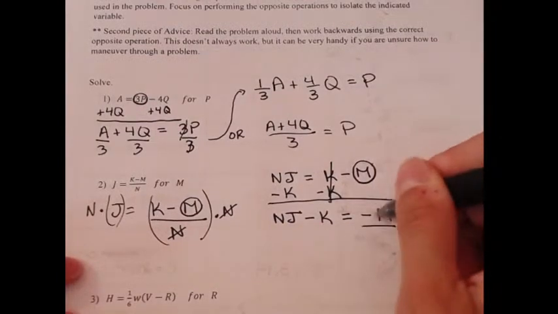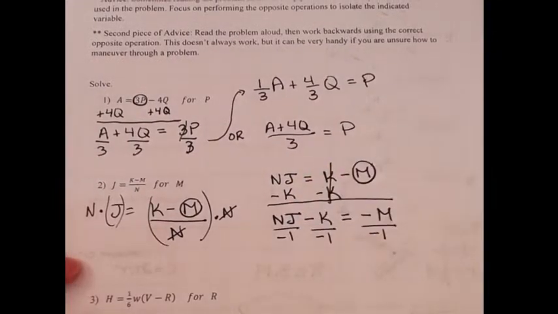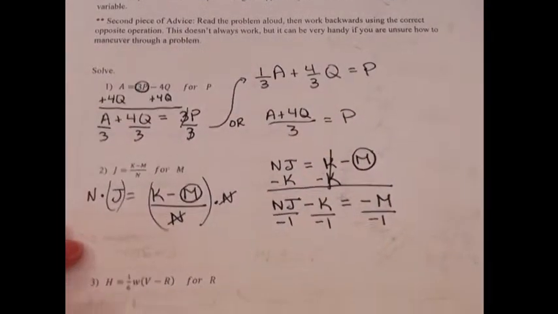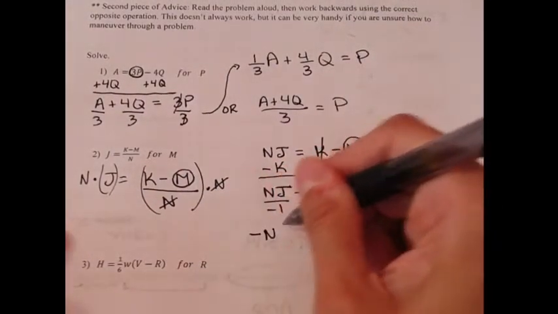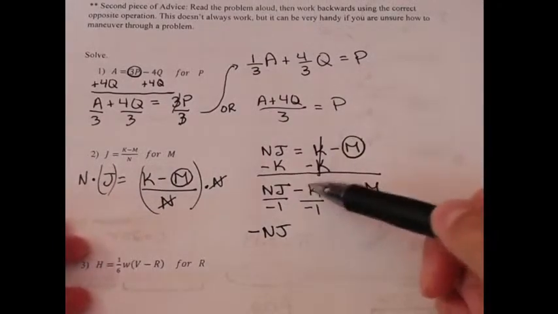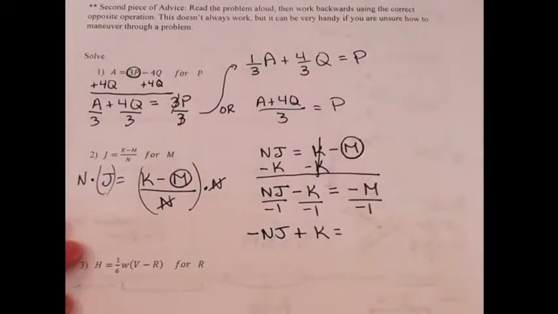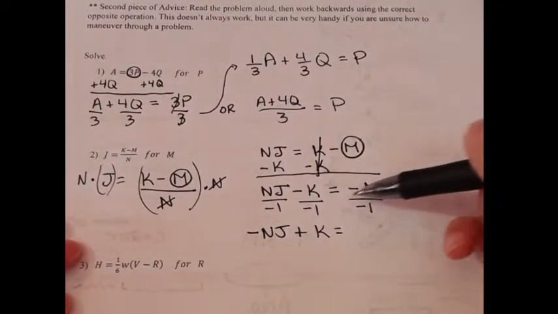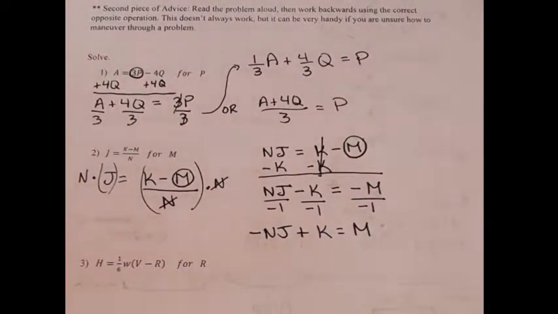I want to isolate m, so that's a negative 1, so I'm going to divide by negative 1 here. Every single term gets divided by negative 1. Now let's write out what this becomes. A positive nj divided by a negative 1 is a negative nj. Remember, it's not negative n negative j because nj is one term. So it goes from positive to simply negative. A negative k divided by a negative 1, well, that becomes a positive k. And finally, a negative m divided by a negative 1 is a positive m. And there you have your final answer.